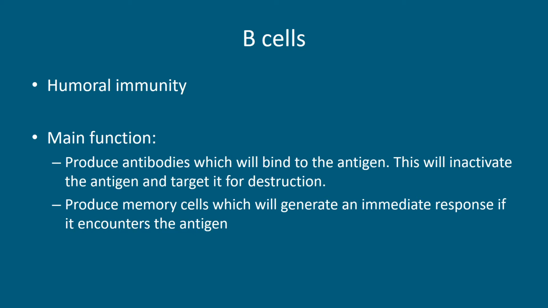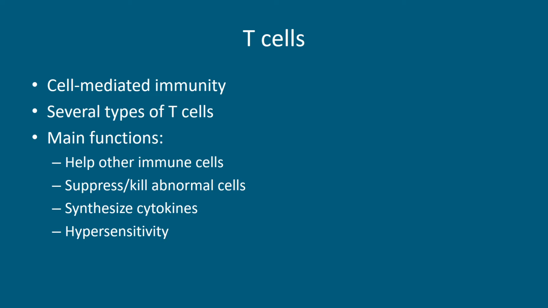The main function is to produce those antibodies that are going to bind to the antigen, the foreign substance. This will help to inactivate it, and also it's going to flag it or target it for destruction. It's also going to produce memory cells that in any subsequent future encounter with that antigen will trigger an immediate response. The T cells are part of the cell-mediated immunity.